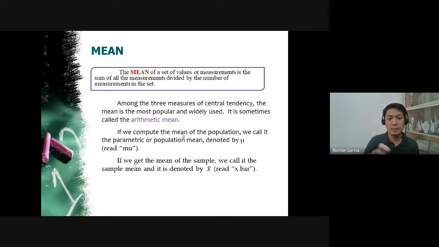95, then 0. Among the 3 measures of central tendency, the mean is the most popular. Ito siya ang pinaka-common and widely used. And sometimes it is called the arithmetic mean. If we compute for the mean of the population, that is known as the parametric or the population mean, denoted by mu. This is another Greek letter.